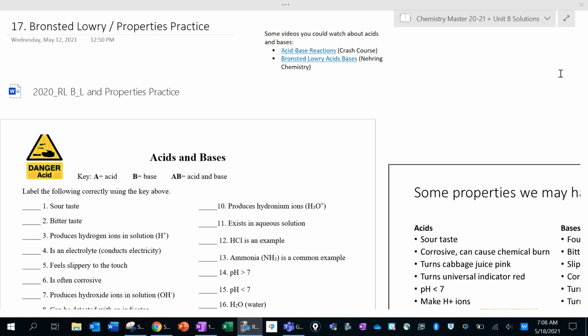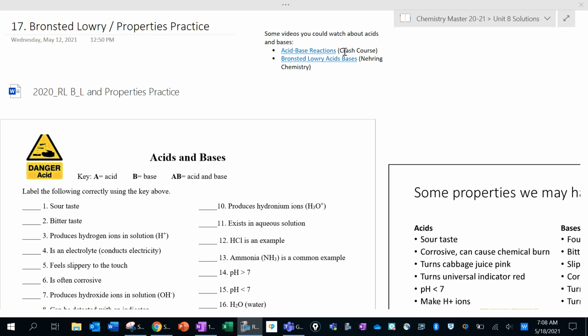All right, welcome. In this video, we're going to talk about page 17, some Bronsted-Lowry and acid-base properties practice. I want to point out that I'm making this video that's directly about this page, but there are also some videos up here at the top that are helpful, just more about acid-base in general.